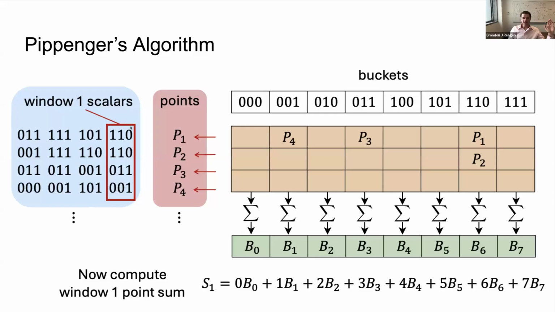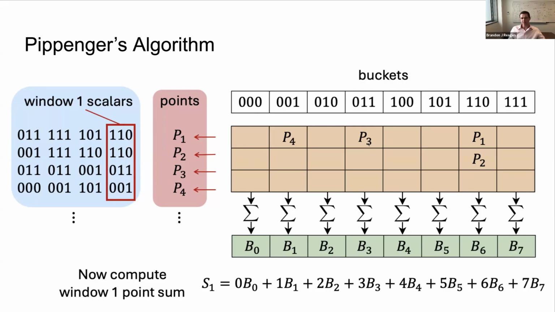So these are indices or pointers into buckets. You can see P1, that is, what is that, 6. So P1 is going to go into bucket 6. P2, also 6, going to go into bucket 6. P3, 3, goes into bucket 3. P4, 1, goes into bucket 1.